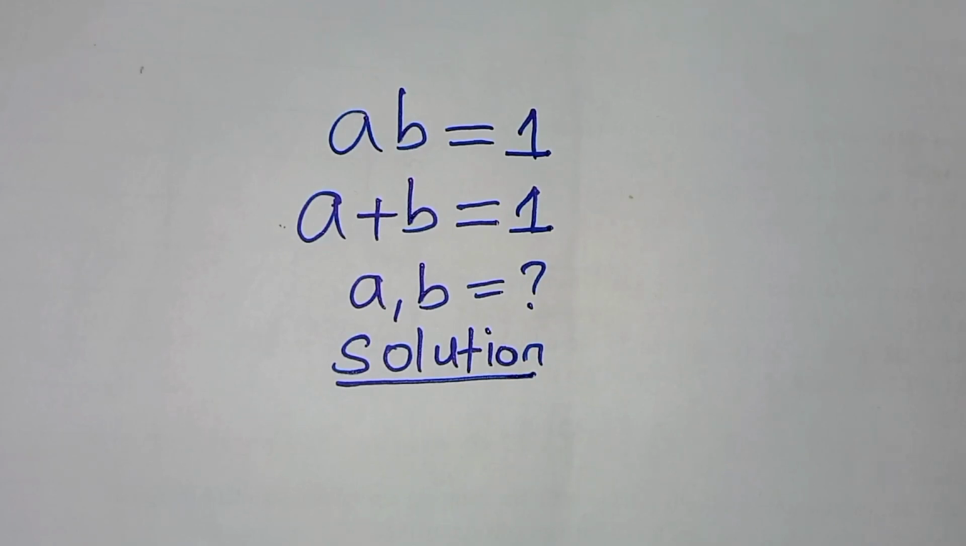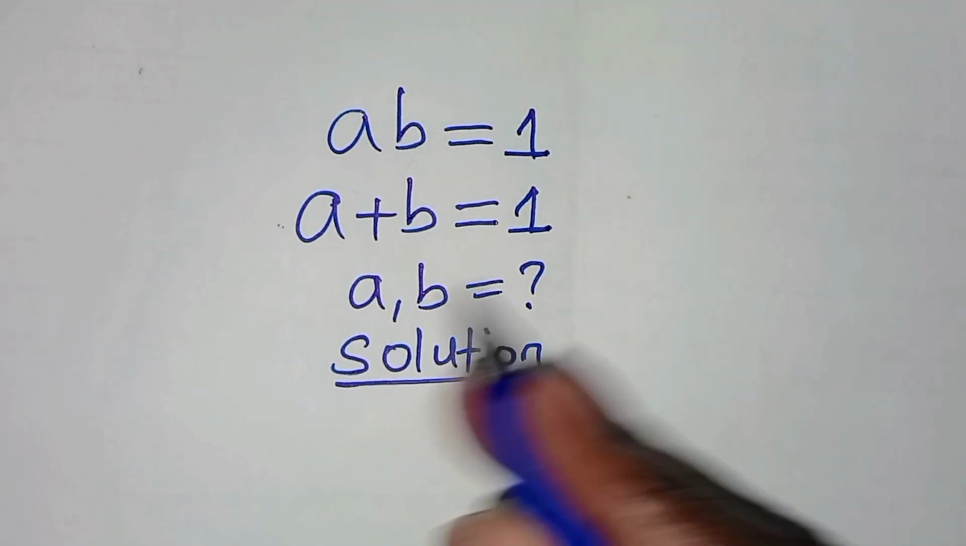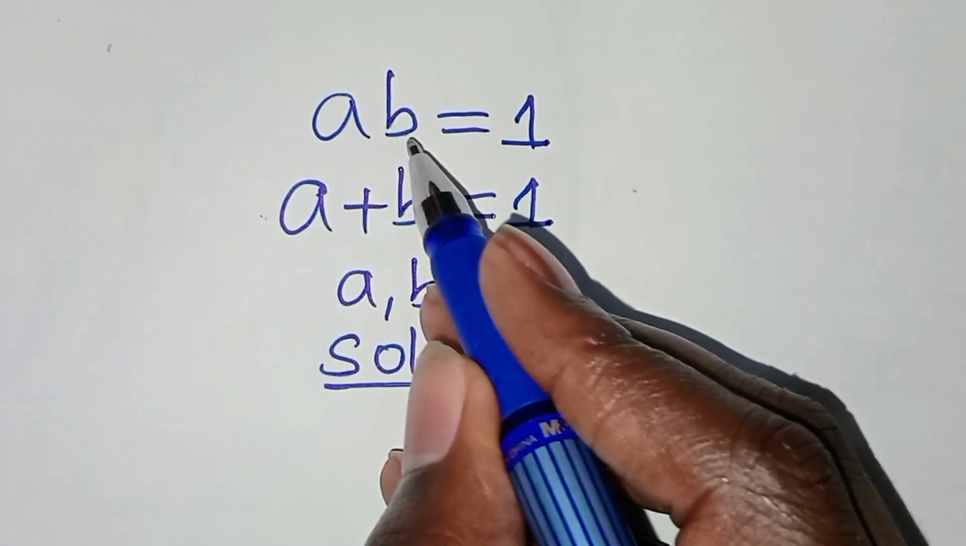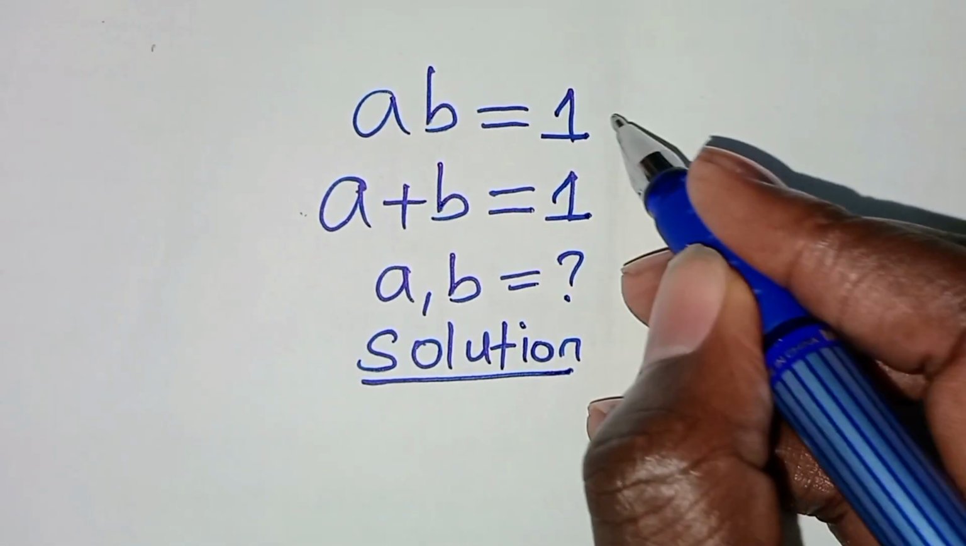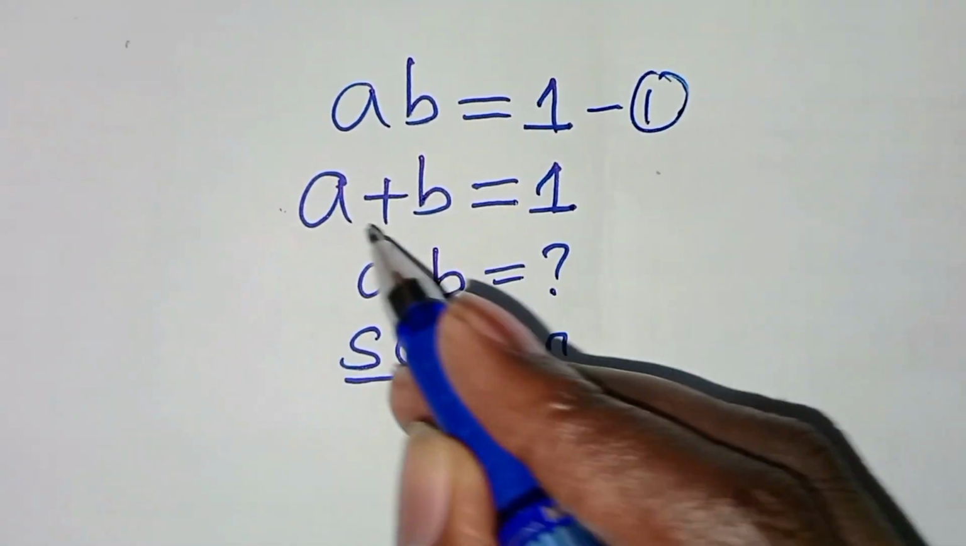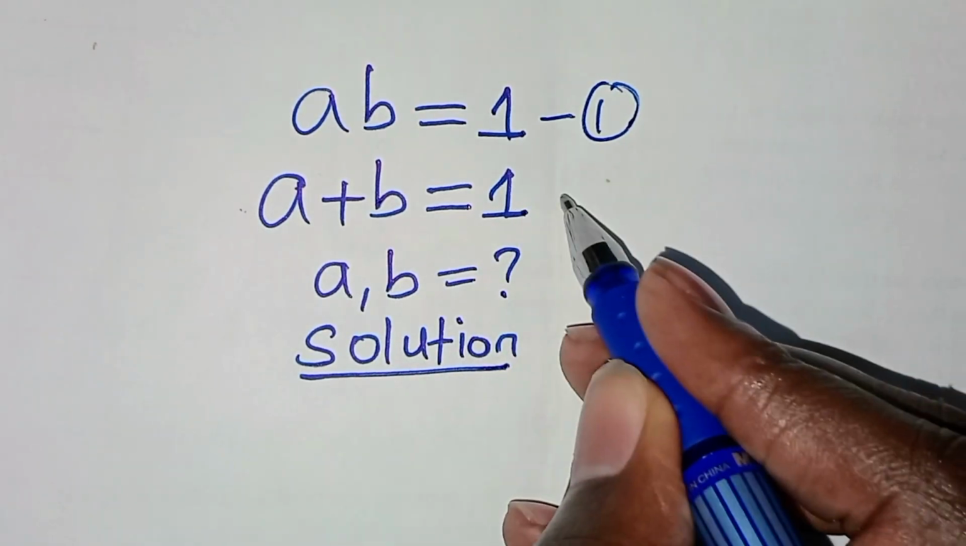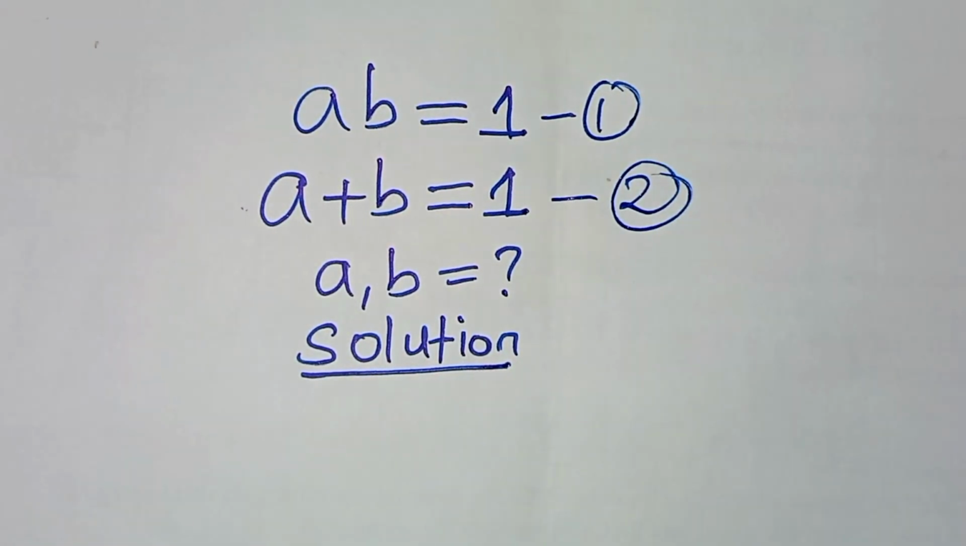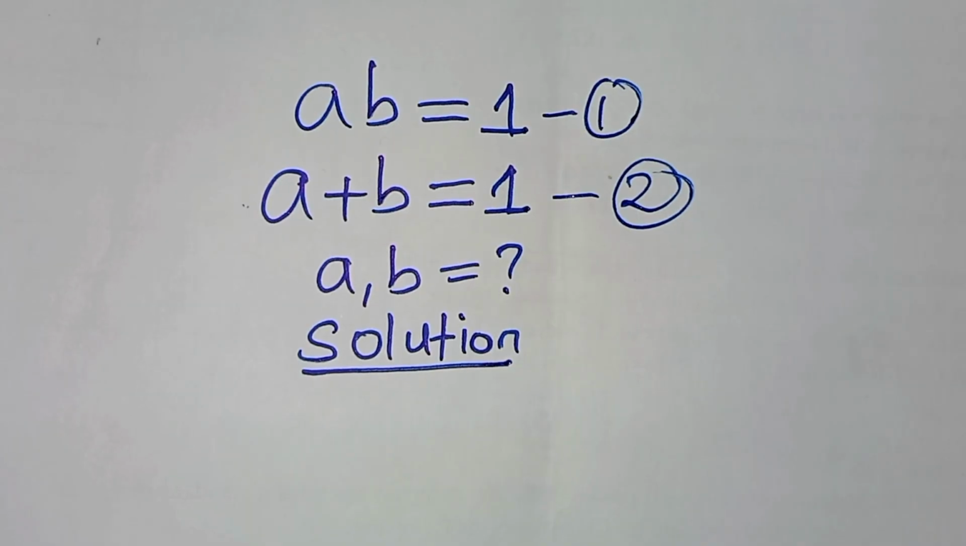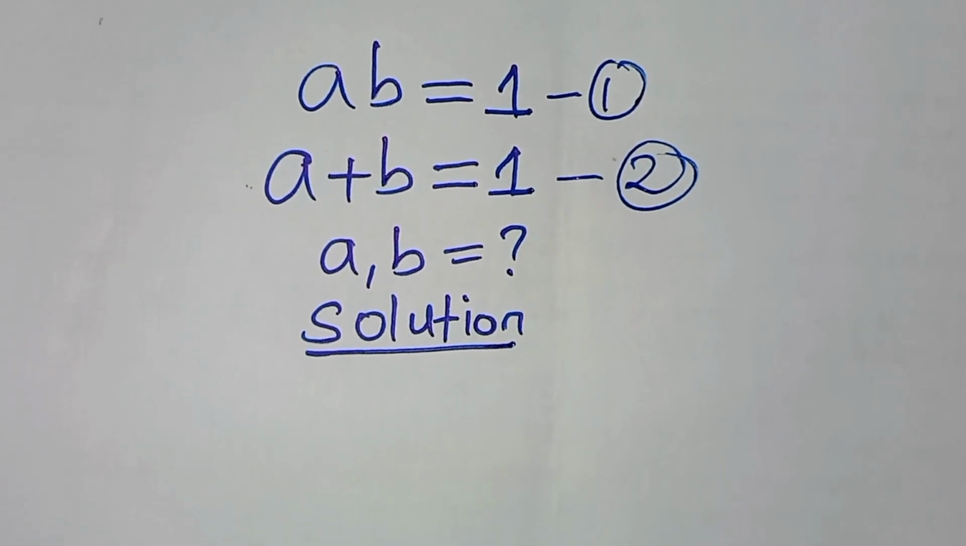Welcome to provide a solution to this nice algebra problem, which is a times b equals 1. Let's call this equation 1. We have a plus b is equal to 1. Let's call this one equation 2. So the question is, what are the values of a and b?